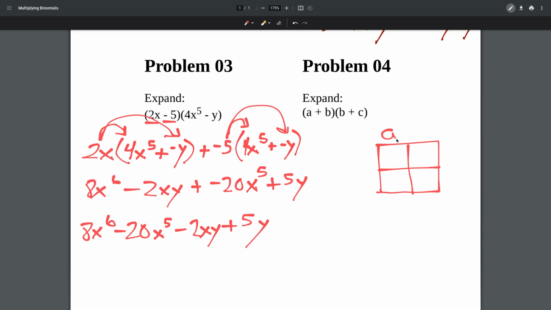So we have a here, b here, and we're multiplying by b plus c. So a times b is ab. b times b is b squared. a times c is ac. And c times b is bc. So we've got ab plus b squared plus ac plus bc. And that's pretty much all there is to it.